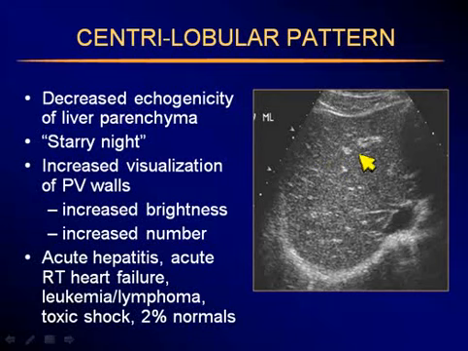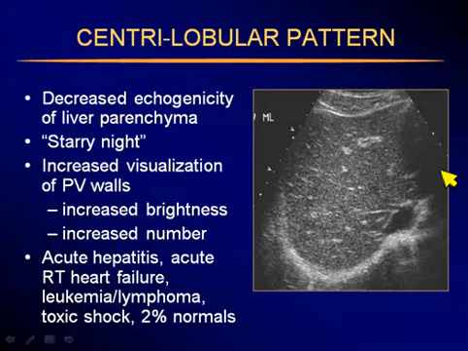This pattern is seen with acute hepatitis, also seen with acute right heart failure. You may see it with infiltrative diseases of leukemia and lymphoma. We used to see it with toxic shock syndrome, but we don't see that much anymore. And we can see it with 2% of normal cases.